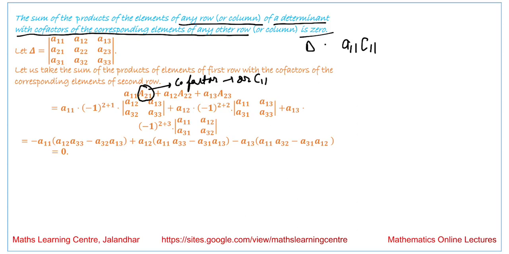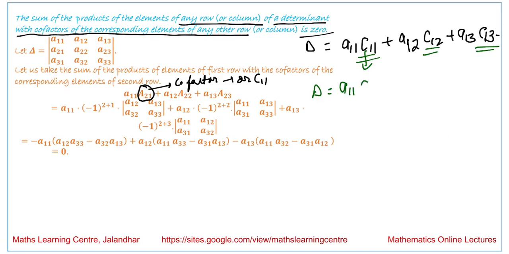Then the value of the determinant is A11 C11 plus A12 into C12 plus A13 into C13. Over here we are saying that in place of multiplying with these cofactors, if we multiply them with the cofactors of any other row or column, then the answer we get is not delta. Say we are multiplying with the cofactors of the second row: A11 C21 plus A12 into C22 plus A13 into C23. In this case the answer will be A11 into minus 1 raised to the power 3, it is minus 1.